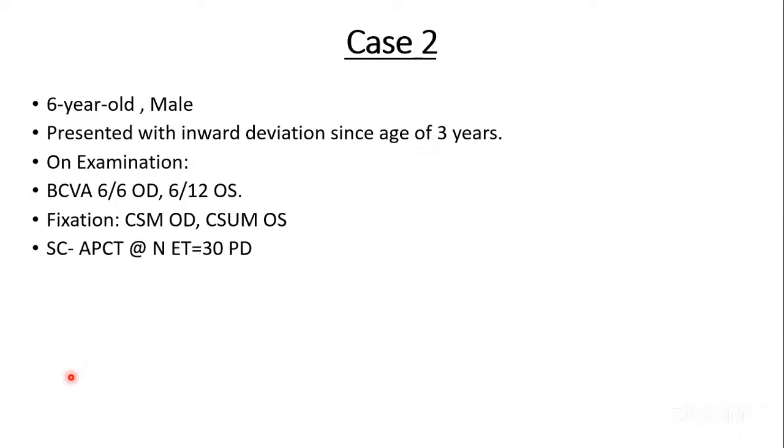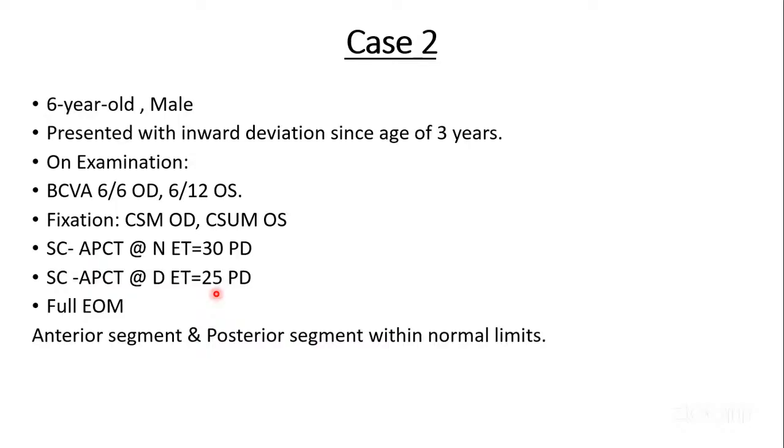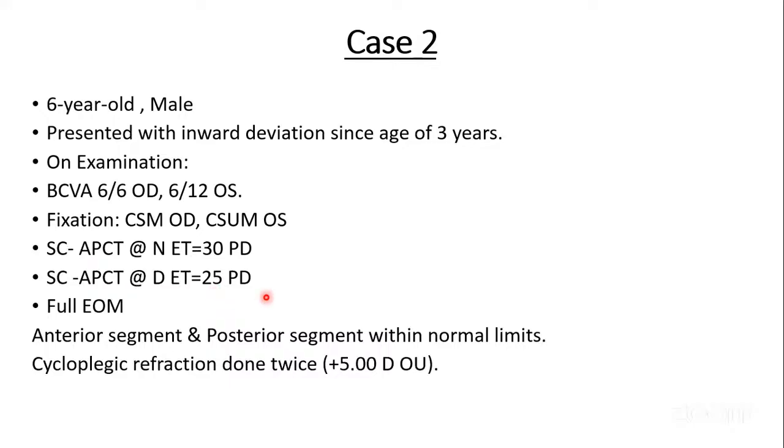Without glasses, the alternate prism cover test (SC means without glasses): at near, esotropia 30 prism diopter. Without glasses, at distance, the patient is having esotropia 25 prism diopter. Full extraocular motility, anterior segment, posterior segment normal, cycloplegic refraction revealed +5 diopter hyperopia. So what is the diagnosis here?